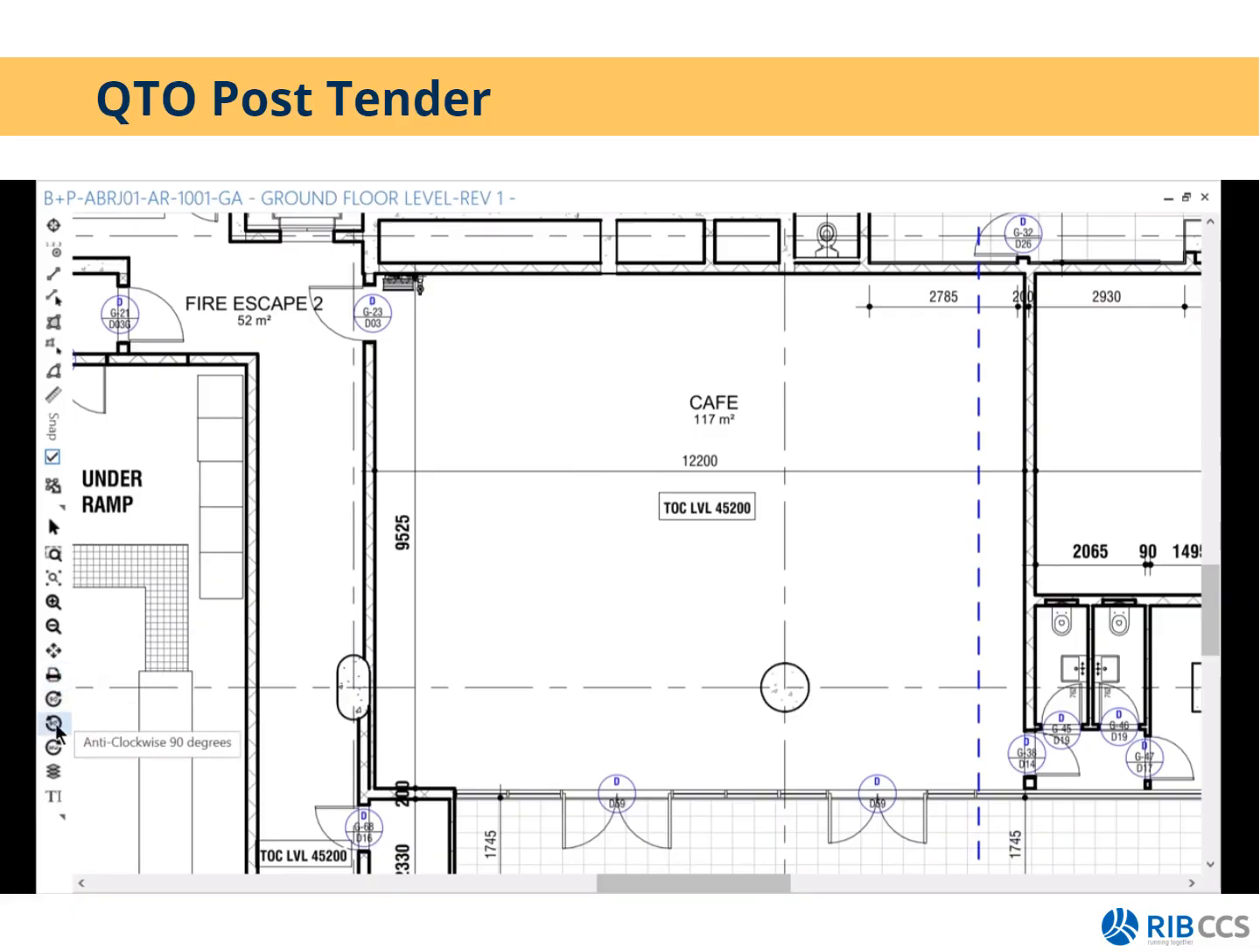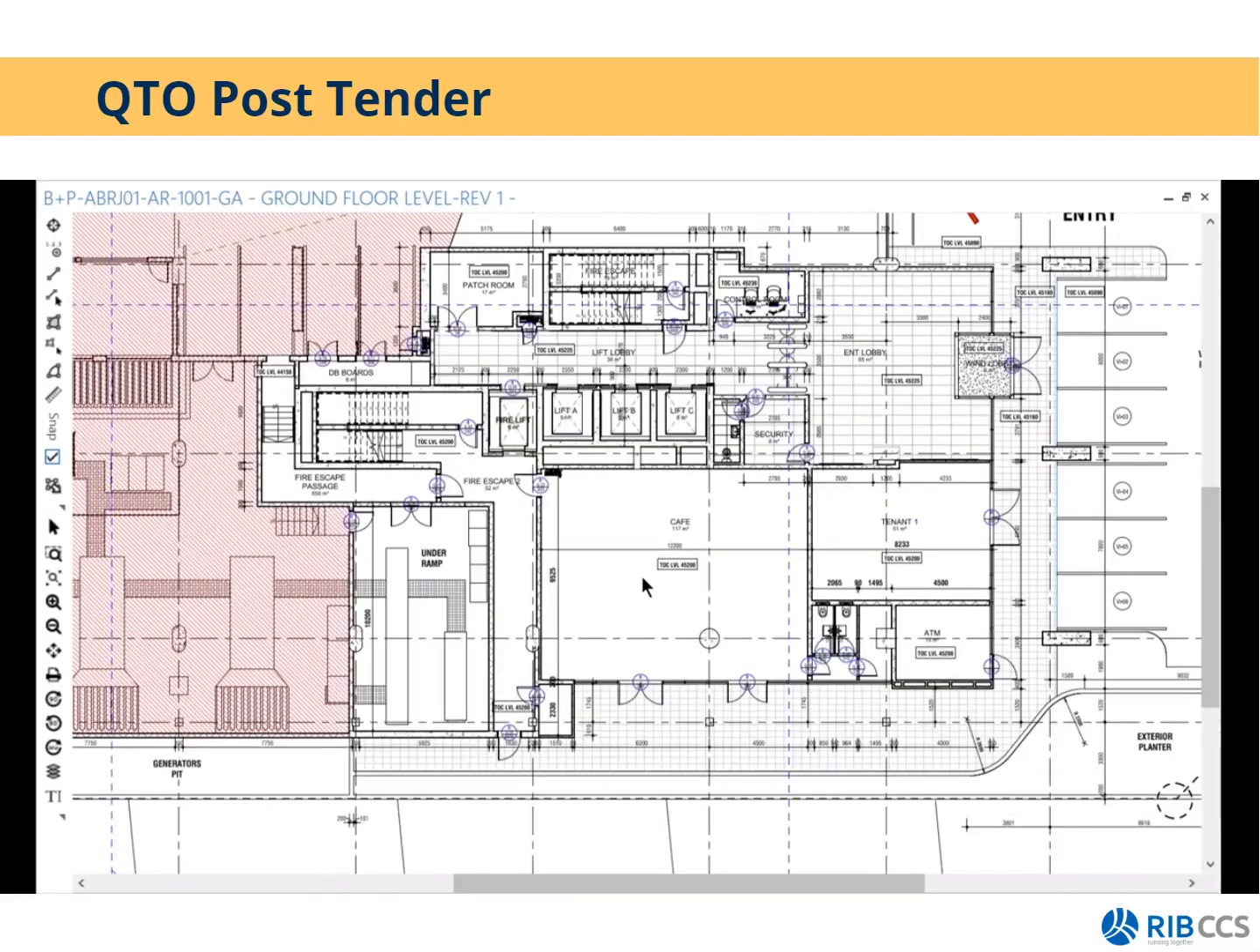Then we have rotate clockwise and anti-clockwise. That will just rotate your drawing. Then you've got markup rotation. So maybe if you've done some takeoff and you've got a revision of the drawing and they shifted the drawing, you can then use the markup rotation to rotate your markup.